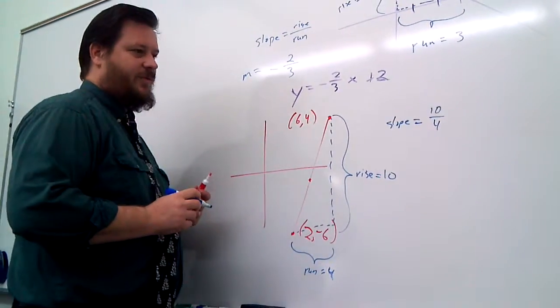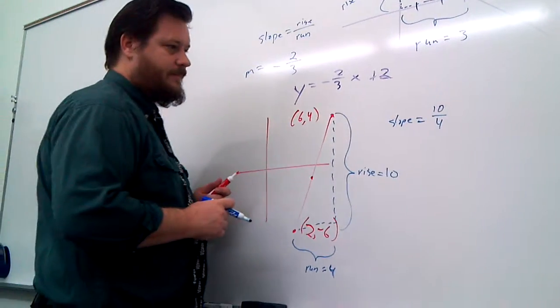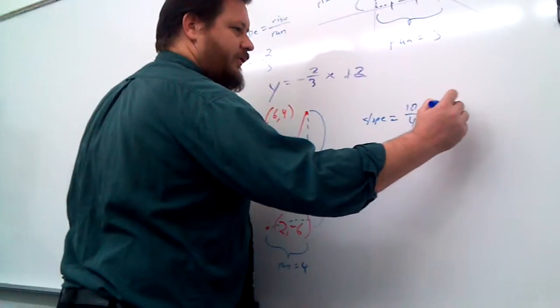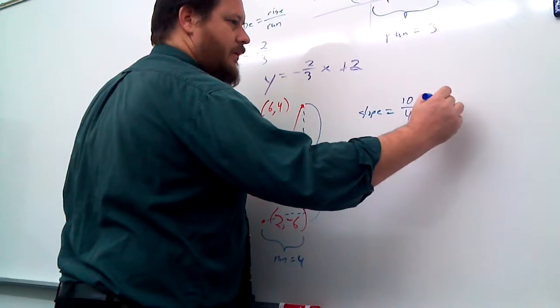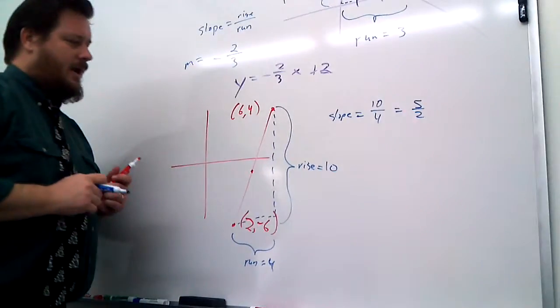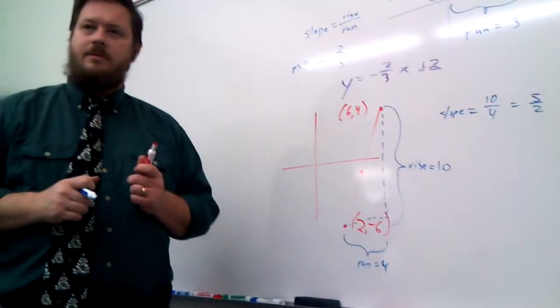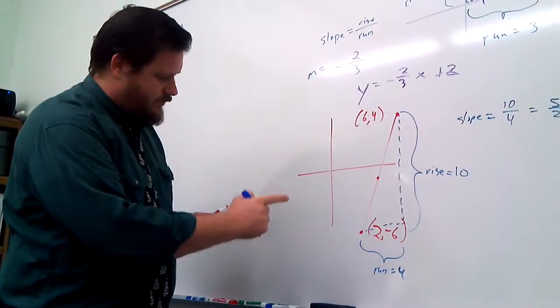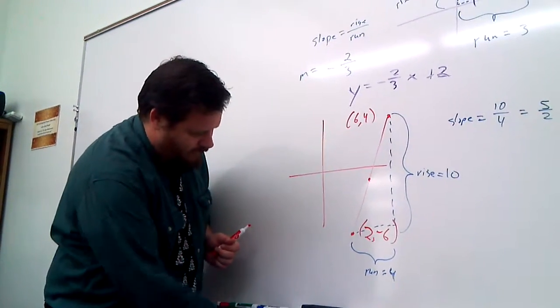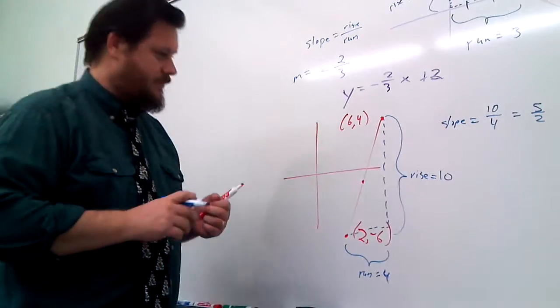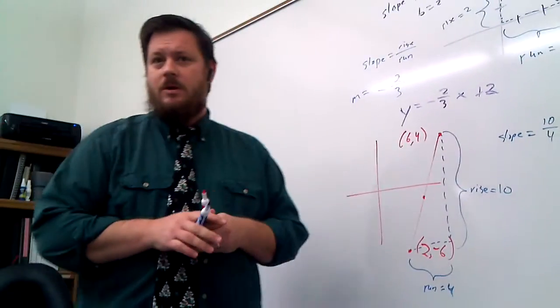Is that a positive slope or a negative slope? Positive. So let's reduce this: 5 over 2. Okay. Then we just need the y-intercept. Well, on the graph, it's right about here. So I probably should not draw that. So what are we going to do? I guess.